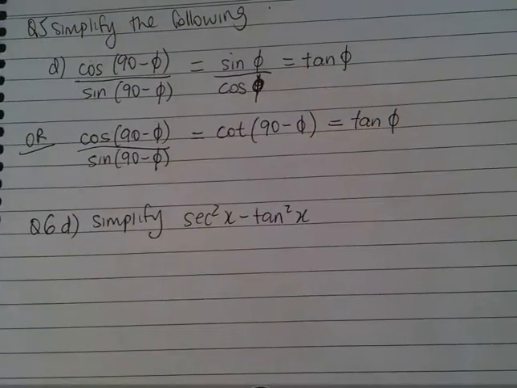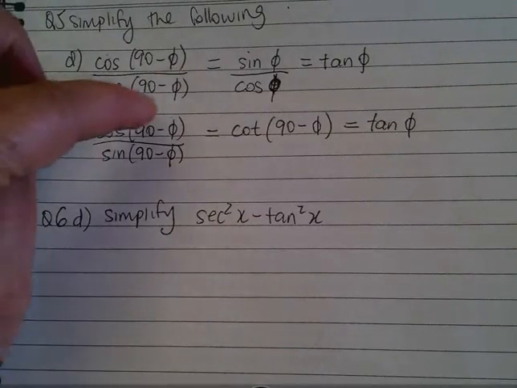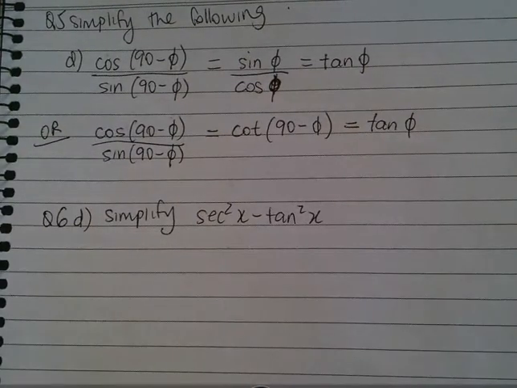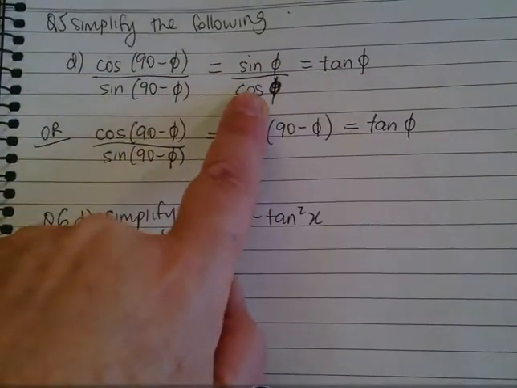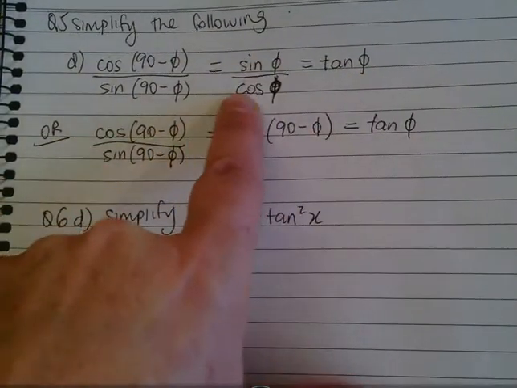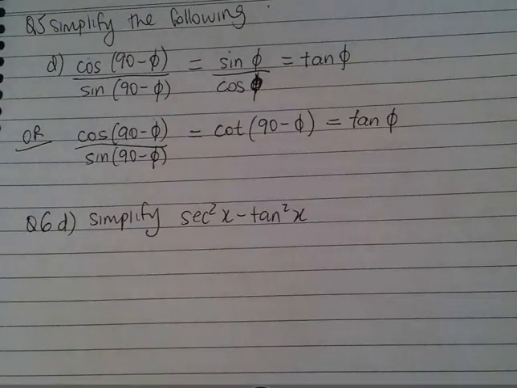So 2 different ways to do that question. The only reason you can put straight away cot is because it's cos and sine of the same angle. Remember, cot is cos on sine of the same angle. The other way is to use the complementary angles first and then use sine on cos. Sine of phi on cos of phi is tan of phi. You could have done it 3 or 4 different ways.